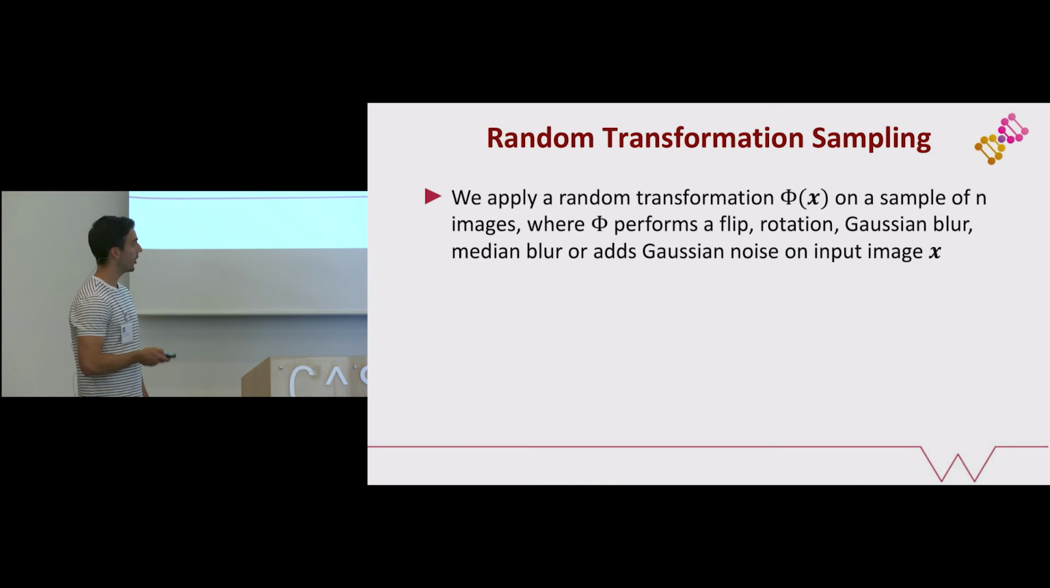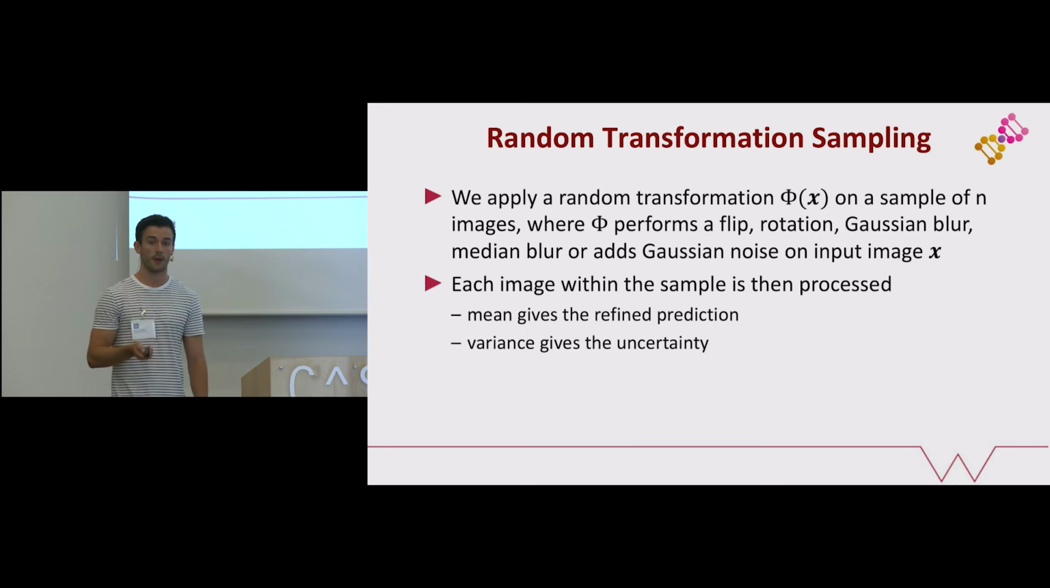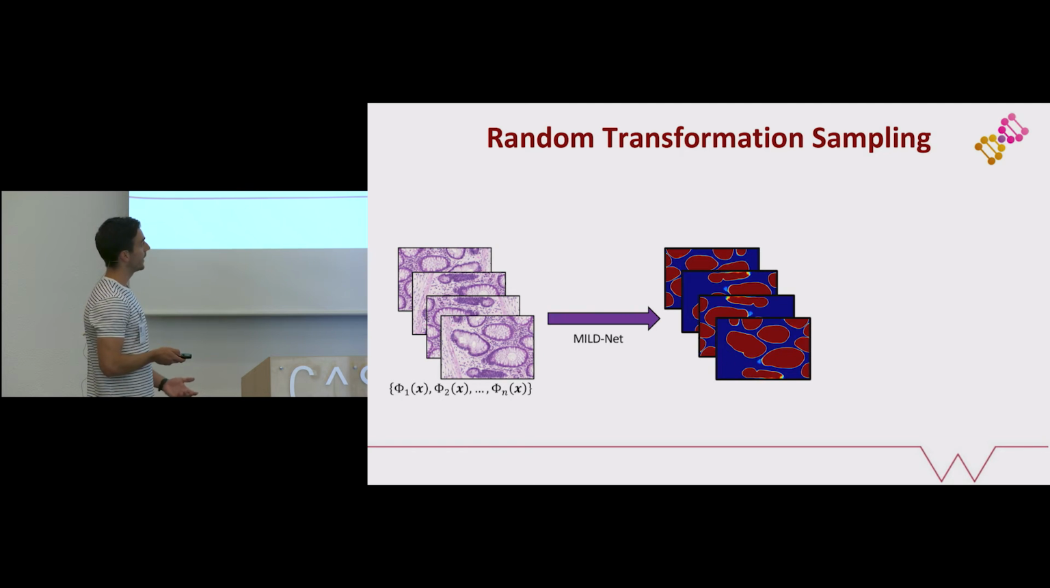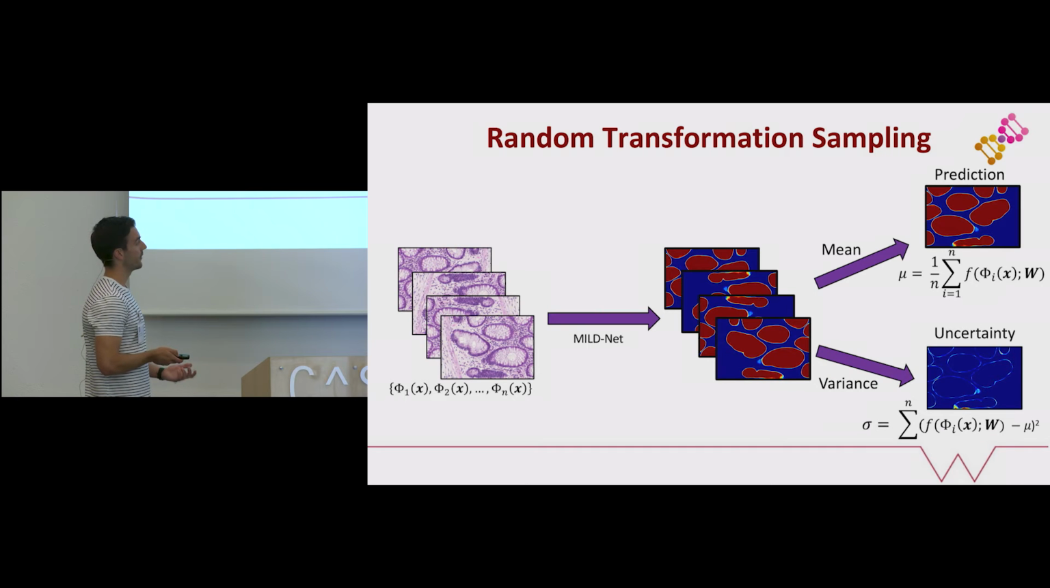In terms of uncertainty map generation, we use a technique called random transformation sampling, and the idea here is, given a test image X, we can generate a sample of augmented images. We choose to perform random flip, rotation, blur, and also Gaussian noise. Here we can obtain a sample of transformed images, and then we pass all of these images through the MIDL. Afterwards, we can take the mean to obtain a refined prediction and the variance to obtain the uncertainty. So a bit more clearly, we have a sample of transformed images that are sent through the network to obtain a processed sample, and then the mean will give us the prediction, and the variance will give us the uncertainty.